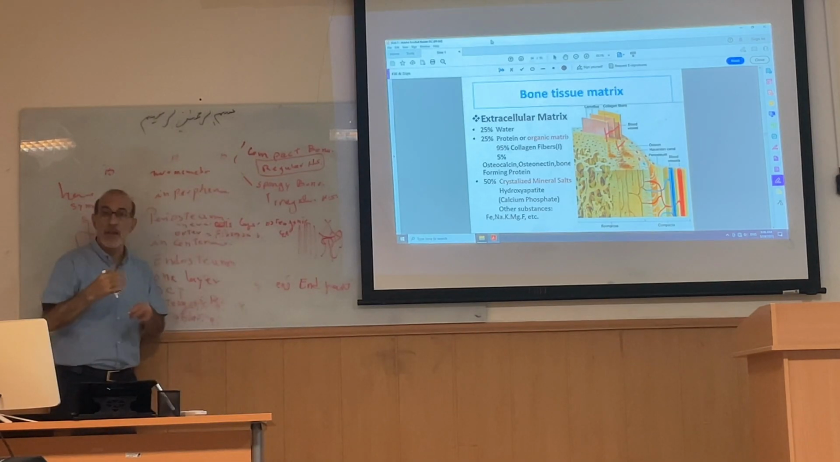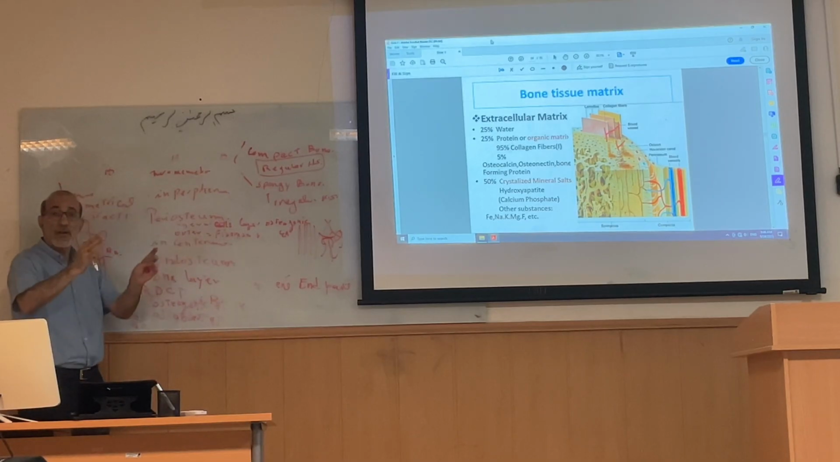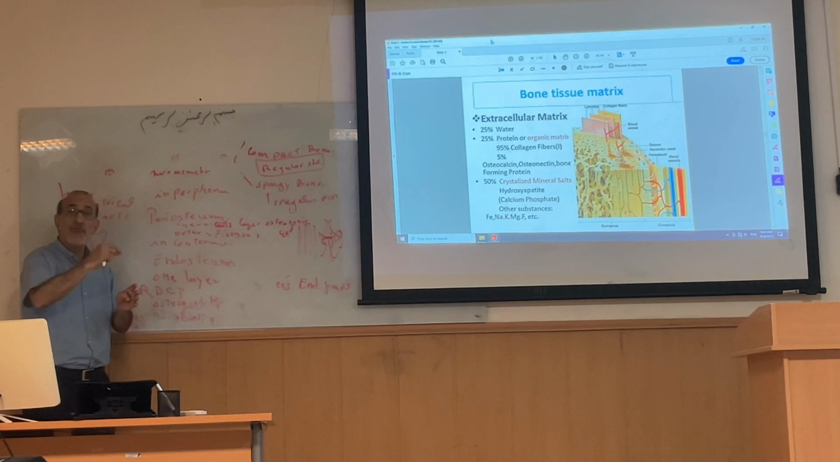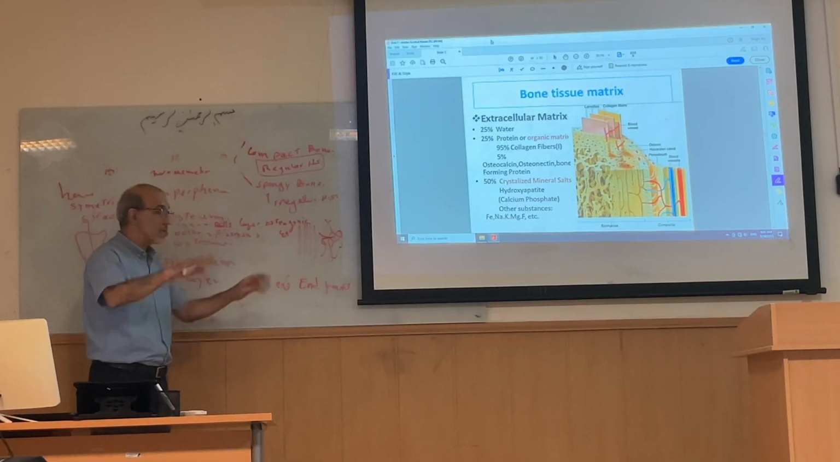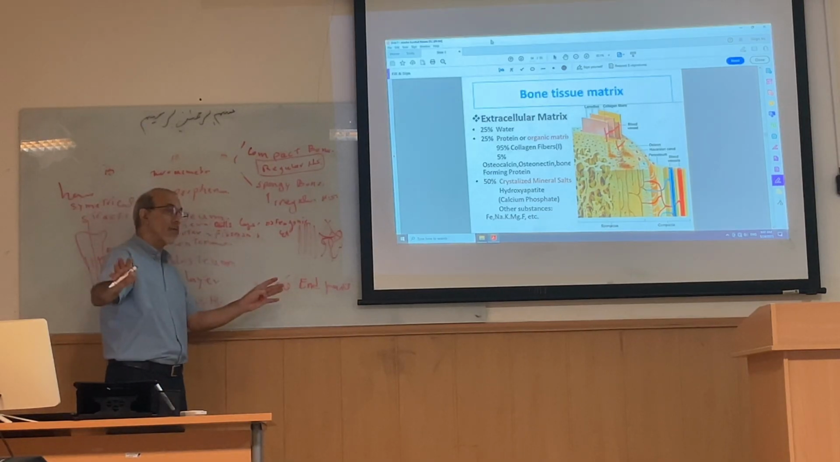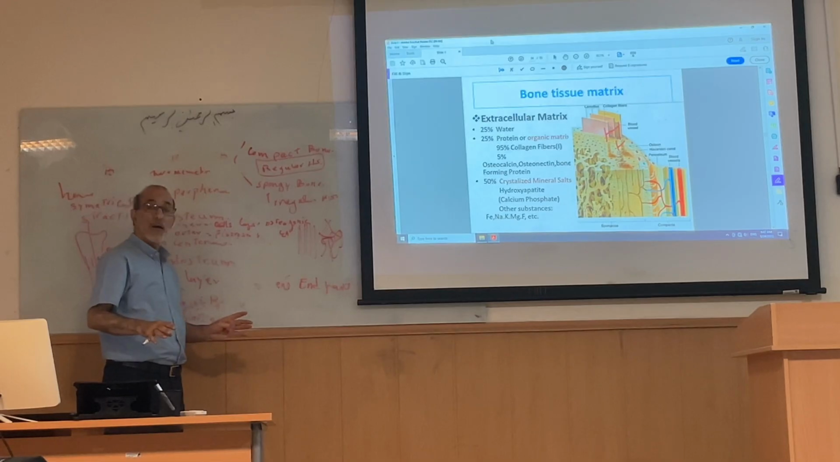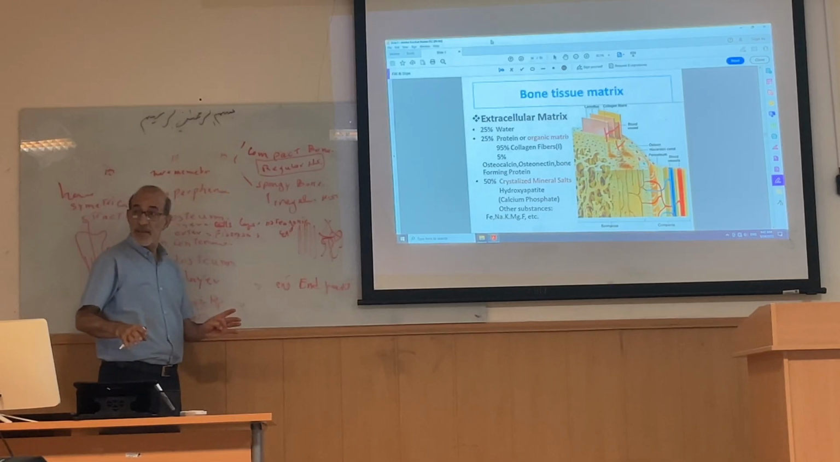Periosteum covers compact bone, the peripheral part of the bone. Periosteum is divided into two parts: inner, the cell layer, and outer, the fiber layer. What are the cells in this part? Osteogenic cells only. Do you understand the difference between endosteum and periosteum? Very good.